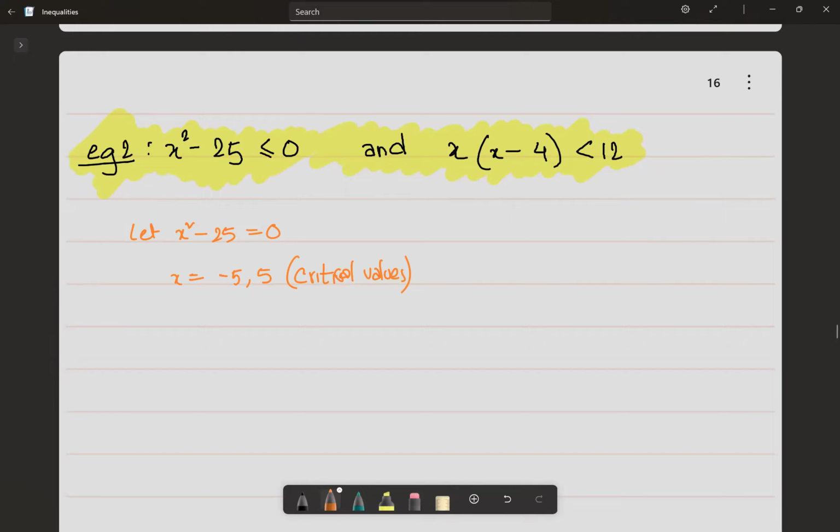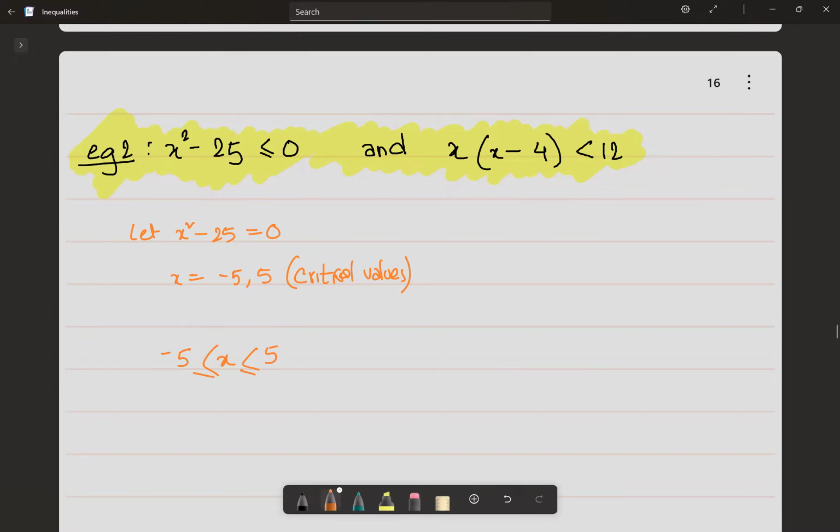So if we draw the table or the graph from there, our range will come as minus 5 is less than x, which is less than 5. But we see we have an equal to sign in here. So we have to consider all of the possibilities, and this will be our final range.